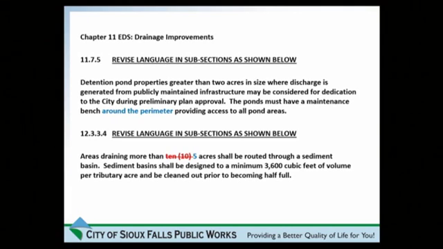Last section, section 12.3.3.4. This talks about areas draining more than, the current language says 10, we want to strike it to 5, shall be routed through a sediment basin. The intent of that is there was a gap with stormwater quality. When construction is happening, we have silt fence and things like that to prevent sediment from running downstream.